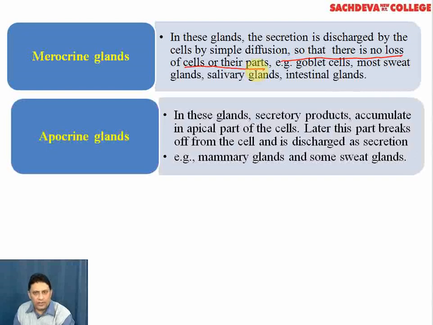Second are the apocrine glands. The secretion is present only in the apical part of the cell. This is the only part which is filled with secretion, and only the apical part breaks to release the secretion. Examples are the mammary glands and some sweat glands.